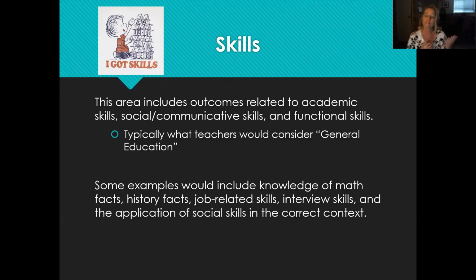So kindergarten skills are completely different than 7th grade skills, as far as academic, social skills and functional skills, right? Some examples of this would include knowledge of math facts, history facts, job-related skills, interview skills, and the application of social skills in the correct context. If the student doesn't have the skills, they are really not going to be able to use those skills within an inclusive environment, right? So teaching them the skills is really the hallmark of what we try to do as precision teachers.